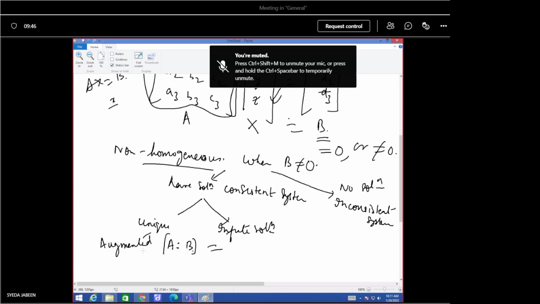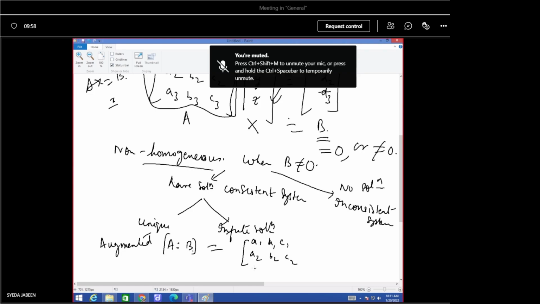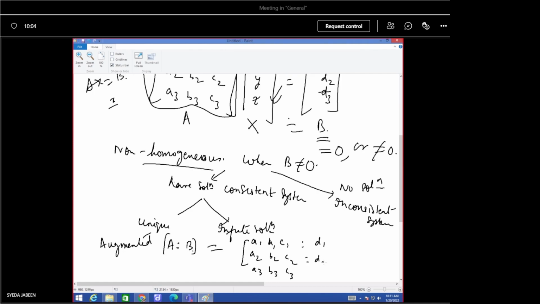Okay, this is given the name augmented matrix. So in our augmented matrix, you will have the elements A1, B1, C1, A2, B2, C2, A3, B3, C3. Again, you will have D1, D2, D3. So this is called the augmented matrix.